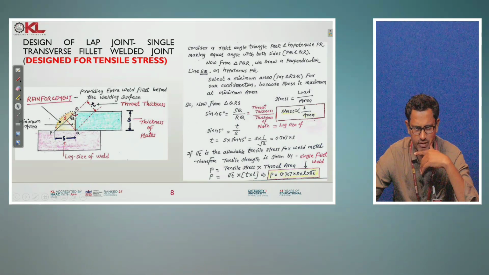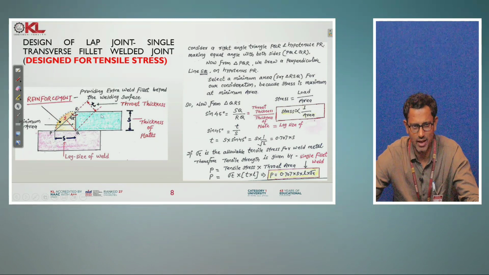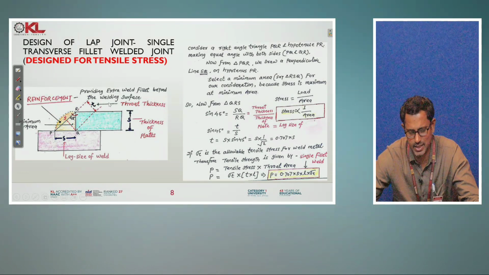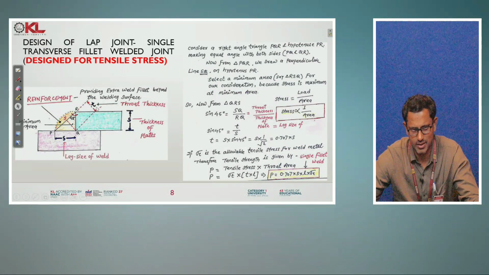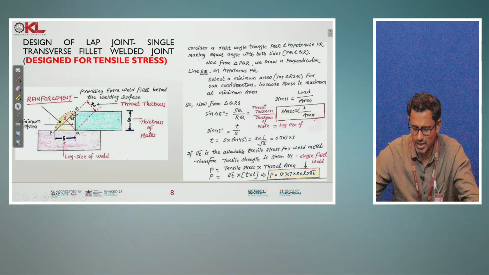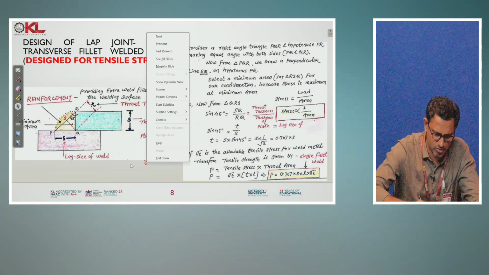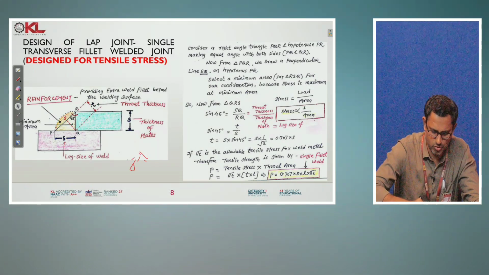So by substituting all the values, you will get sin 45 as SQ by QR. By substituting sin 45 in that equation, you will get the throat thickness value. Once you get the throat thickness, you can calculate the area as length into thickness. Here the thickness is S into sin 45, which is 0.707 S. So by substituting this value in the equation, what is the equation? Stress is equal to load per area.